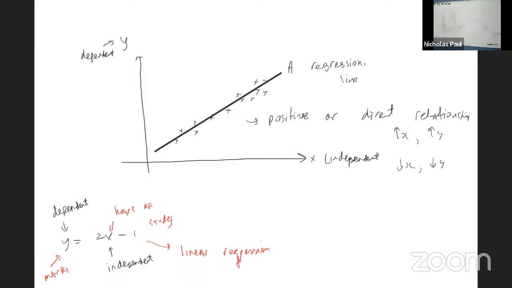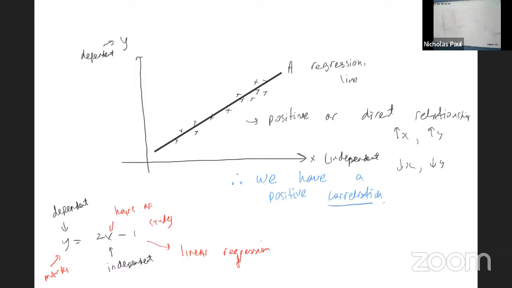So this here will have a correlation value, and the correlation gives us an idea of what type of relationship it is: a positive relationship, a negative relationship, or no relationship at all. The correlation value will give us that idea. So here we have a positive correlation.